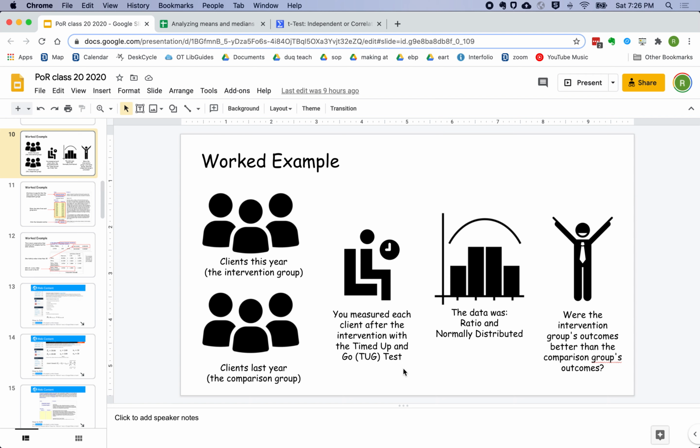You want to know if the results for clients on the timed up and go test were better for the clients from this year who got the new intervention or the clients from last year who got the old intervention. Now, the timed up and go test is measured in seconds, and lower scores are better. So your data is ratio, and let's say you check and make sure that it's normally distributed. So how do you find out whether this new intervention worked better than the old intervention?